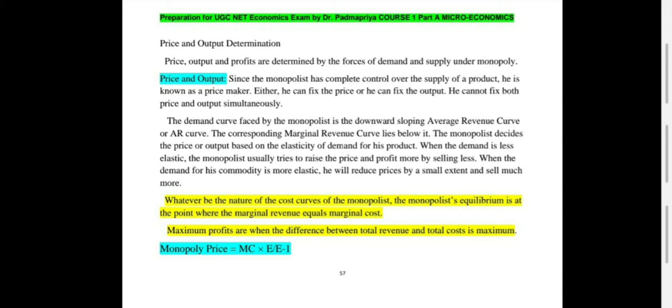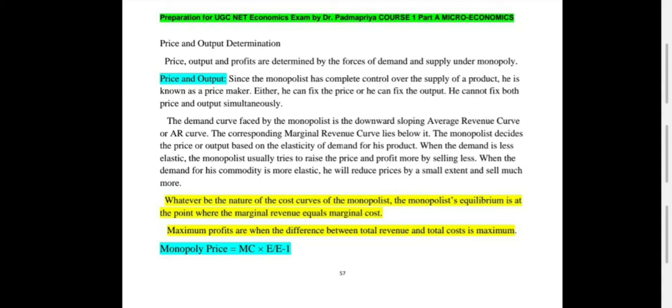The demand curve faced by the monopolist is the downward sloping average revenue curve, or AR curve. The corresponding marginal revenue curve lies below it. The monopolist decides the price or output based on the elasticity of demand for his product. When the demand is less elastic, the monopolist usually tries to raise the price and profit more by selling less. When the demand for the commodity is more elastic, he will reduce prices by a smaller extent and sell much more. Whatever be the nature of the cost curves of the monopolist, equilibrium is at the point where marginal revenue equals marginal cost. Maximum profits are when the difference between total revenue and total cost is maximum.